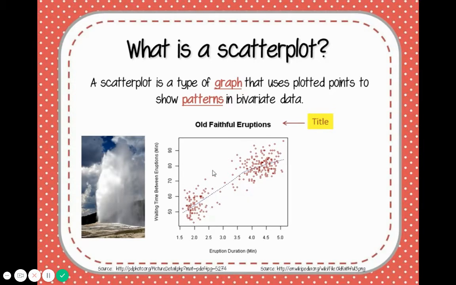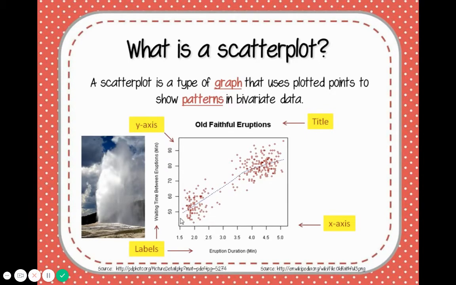And this scatter plot shows data collected from Old Faithful eruptions. All right, we are looking at a bivariate data set, which means that we have two variables. That was part of our previous video. So we have an x value and a y value, and there we have an x and a y axis, and both of those axes are labeled. We're looking at the duration of an eruption, or how long an eruption lasts, and the amount of time you have to wait between eruptions.